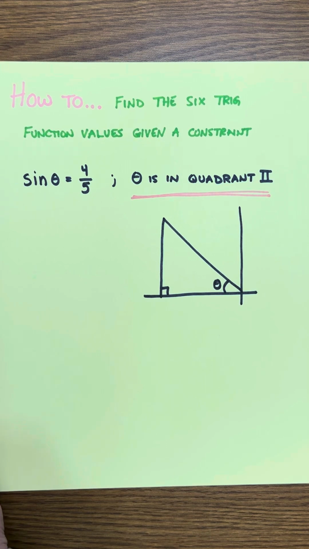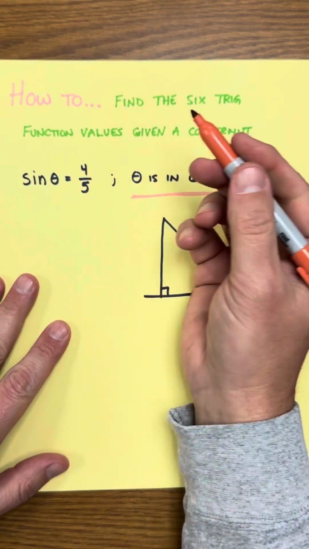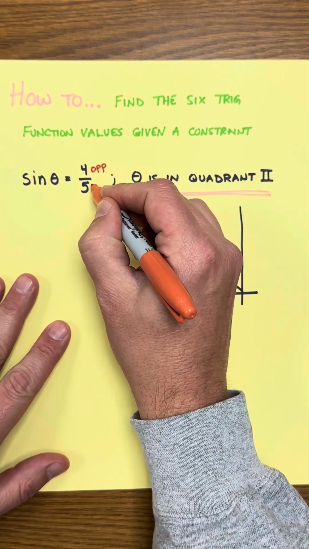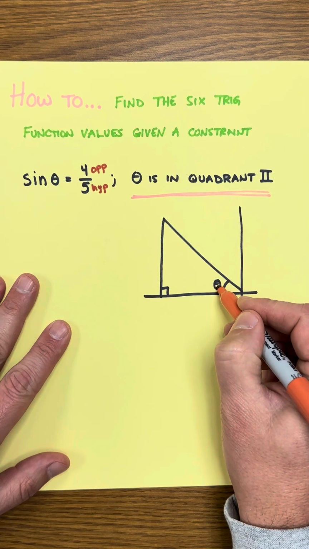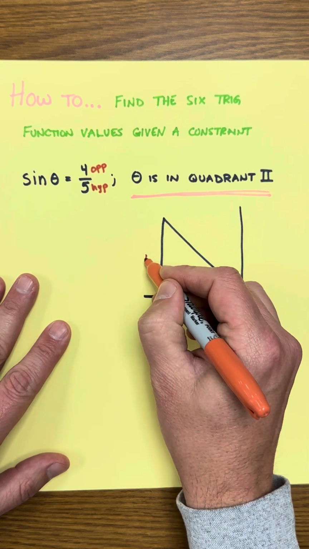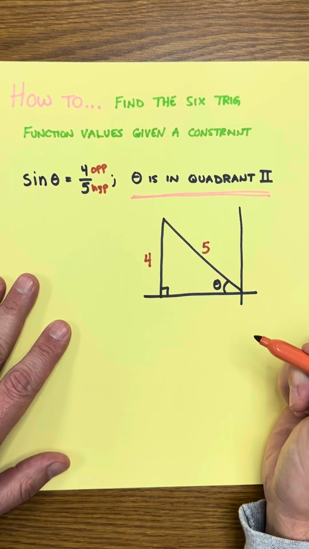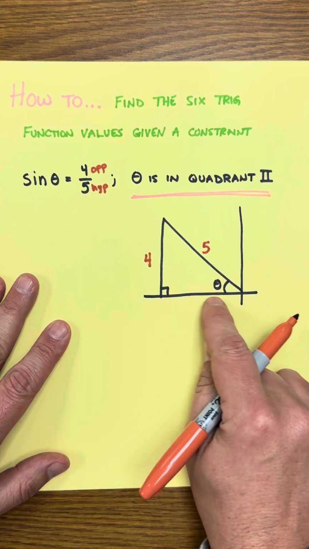this triangle. So the sine of theta given to me is 4/5. And I know that the sine is the opposite divided by the hypotenuse. So from angle theta, the opposite is 4, the hypotenuse is 5. Now we just need to complete the triangle and figure out this side.